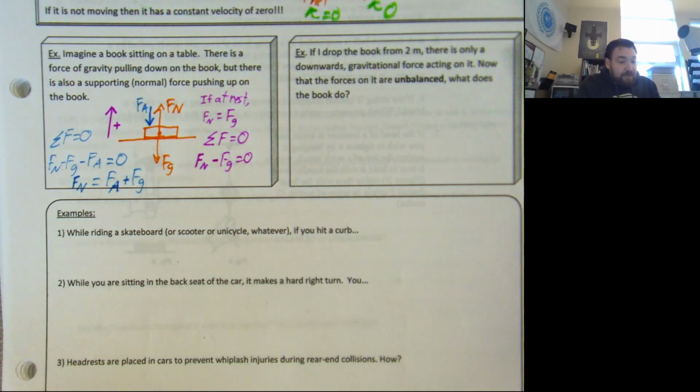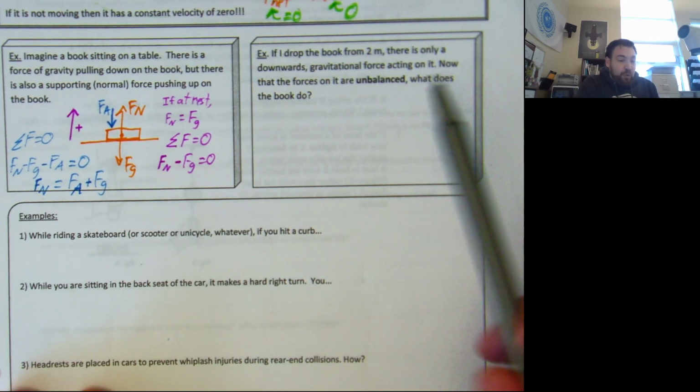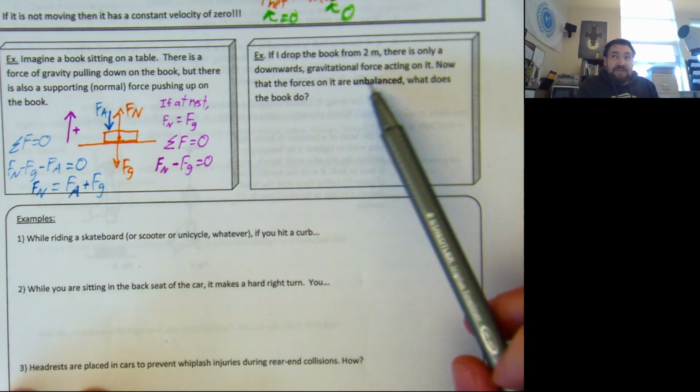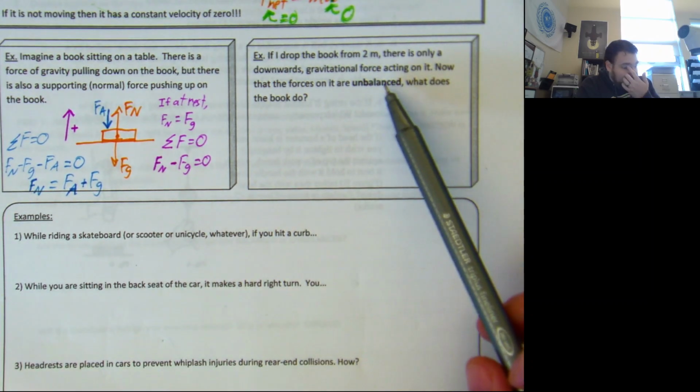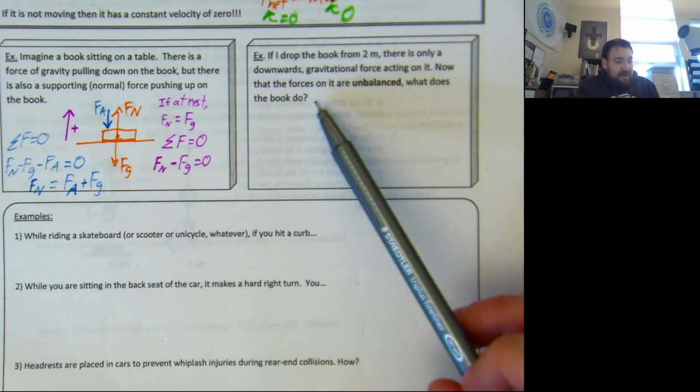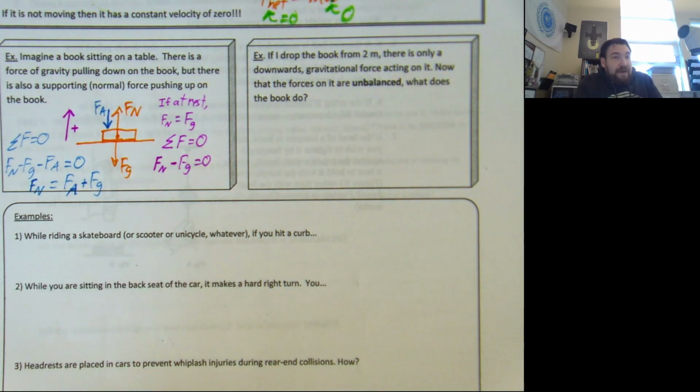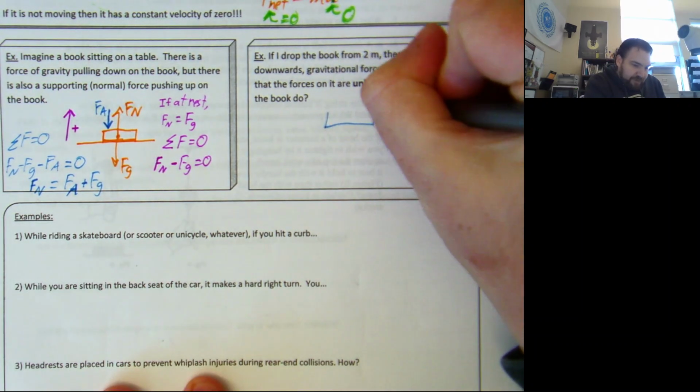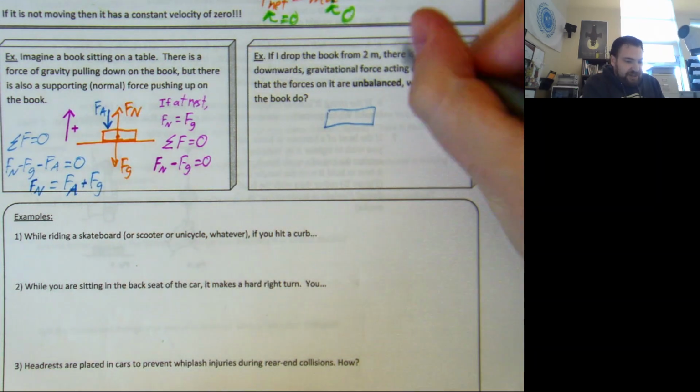So another example, if I drop a book from 2 meters, there is only a downwards gravitational force acting on it. Now that the forces on it are unbalanced, I mean, it's a simple, easy question. A dropped object is going to accelerate.